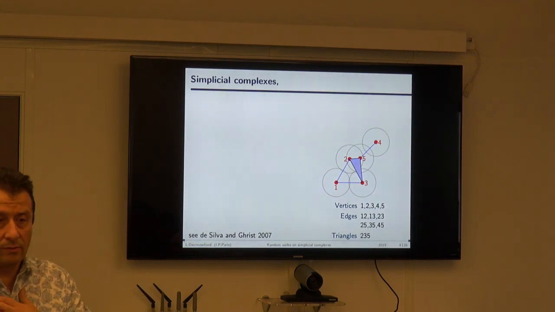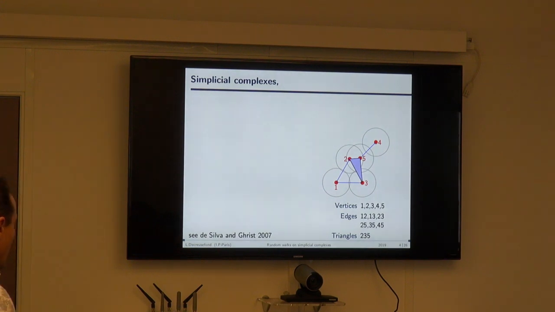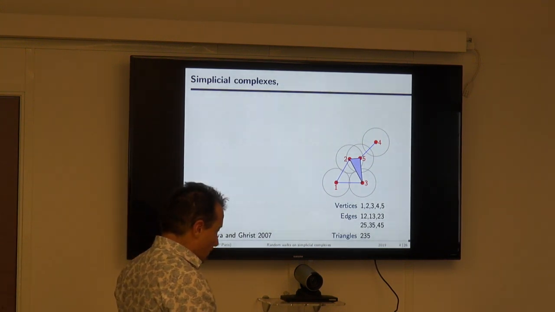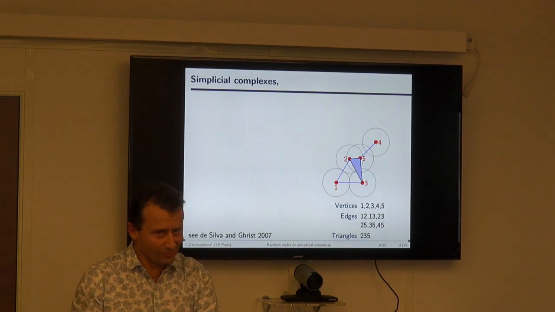Any example, one, two, three, four? No, I don't put it in the list of triangles. Okay, it's a triangle, yeah, but I don't put it in the list of triangles. It's still a triangle.